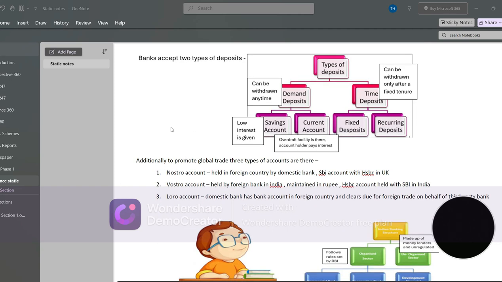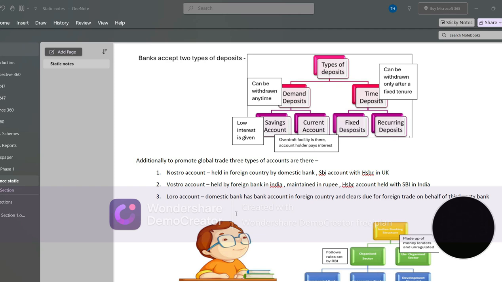Now, there are three kinds of bank accounts to promote global trade. First is the Nostro account. This is basically an account of, for example, a domestic bank held in a foreign country. For example, if SBI has an account in HSBC Bank in the UK. Second is the Vostro account. It is held by a foreign bank in India, and as it is held in India, it is maintained in rupees. For example, the account of HSBC in SBI in India.